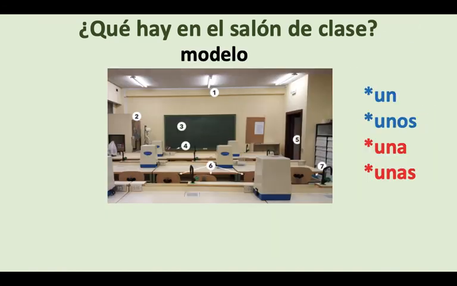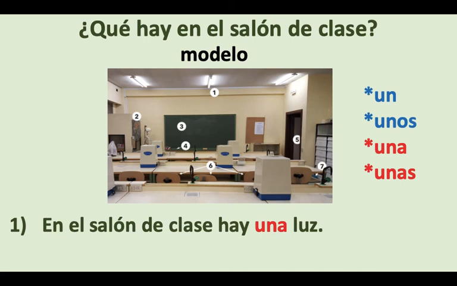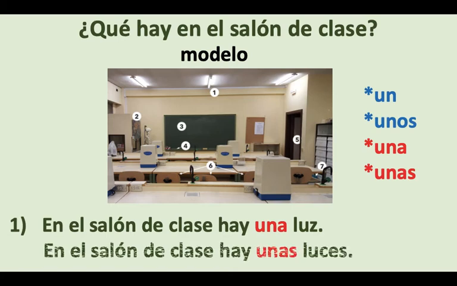Let's see a modelo. Número uno. ¿Qué hay en el salón de clase? First, en el salón de clase hay una luz. But there are more than one. So how could you tell me in the classroom there are some lights? En el salón de clase hay unas luces.